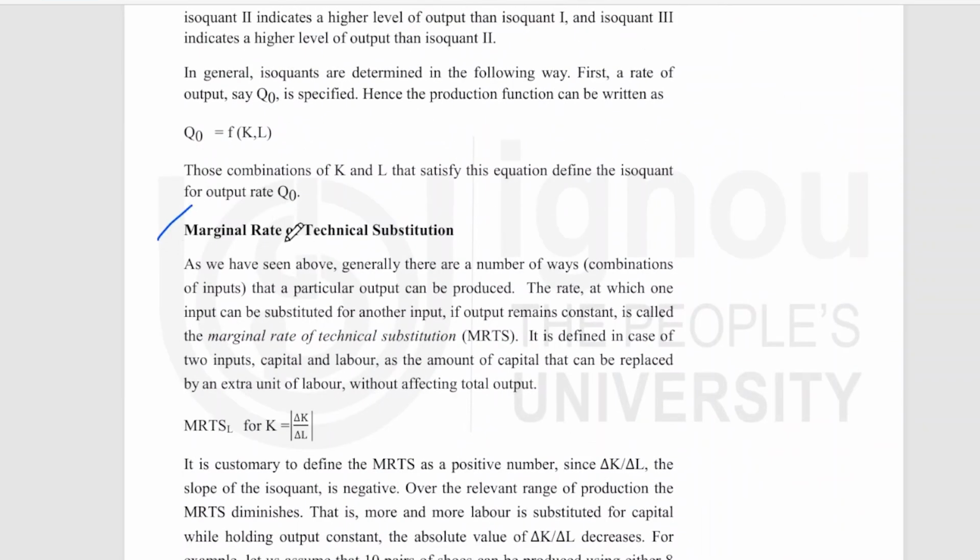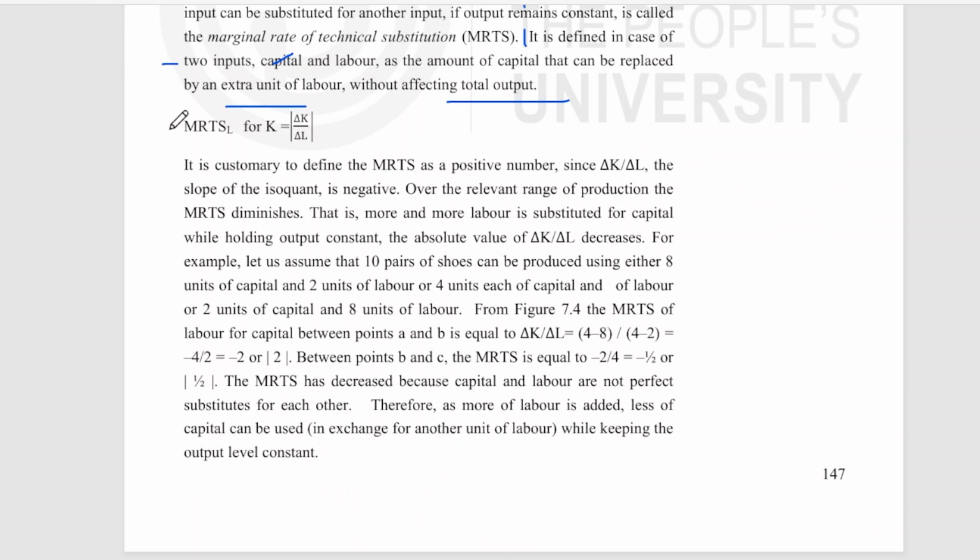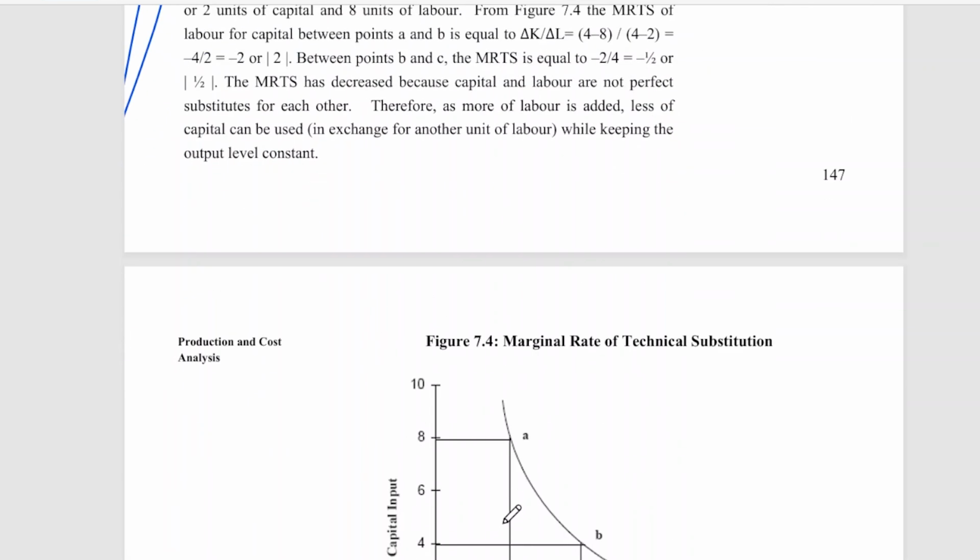Please refer to your IGNOU study material parallel to this video, so it will help you for more understanding. Next is the marginal rate of technical substitution. As we have seen above, generally there are a number of ways that a particular output can be produced. The rate at which one input can be substituted for another input if output remains constant is called the marginal rate of technical substitution, that is MRTS. It is defined in the case of two inputs, capital and labor, as the amount of capital that can be replaced by an extra unit of labor without affecting total output. This is an example, and it is customary to define MRTS as a positive number. Please go through it, it will help you for more understanding.